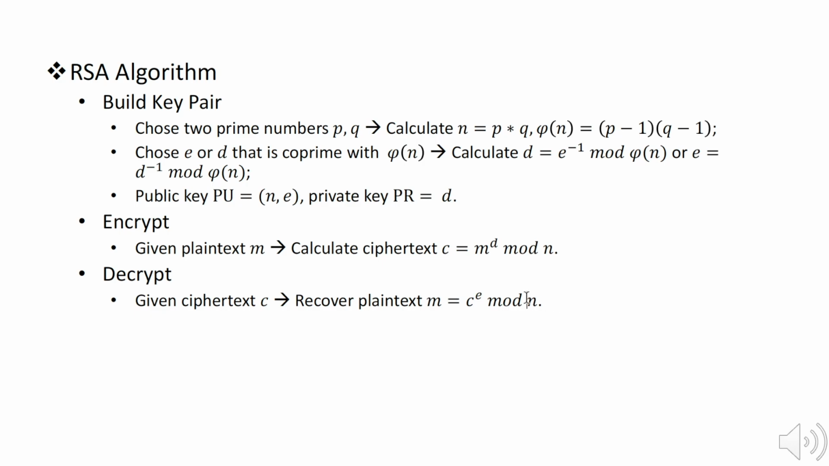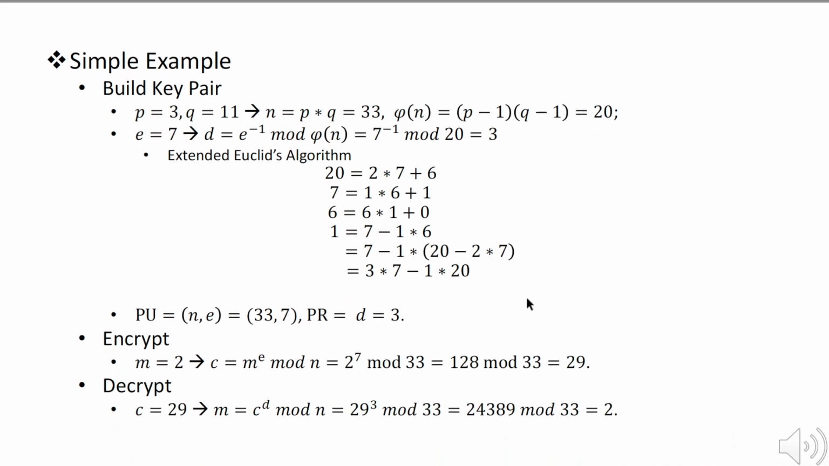Now let's see a simple example. In the first step, we choose p and q, two prime numbers. We set p as 3 and q as 11. These are prime numbers. Then we calculate n as p times q, which is 33, and phi n, which is p minus 1 times q minus 1, so that's 2 times 10, which is 20. In the second step, we choose a number co-prime with phi n. So we choose a number co-prime with 20, and here we choose 7. Then we calculate the inverse of 7 modulo 20.